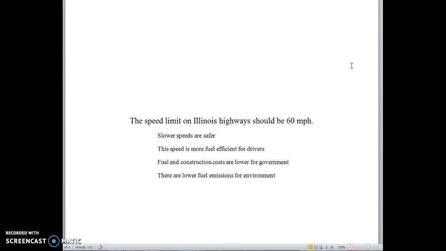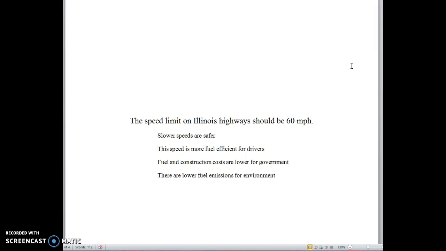Slower speeds are safer. Think of this as following the because test. The speed limit on Illinois highways should be 60 miles per hour because slower speeds are safer. Yep, structurally, that's a good reason. Now, of course, I would need to follow up with evidence to prove that slower speeds are safer. But if I can, that's a good reason.